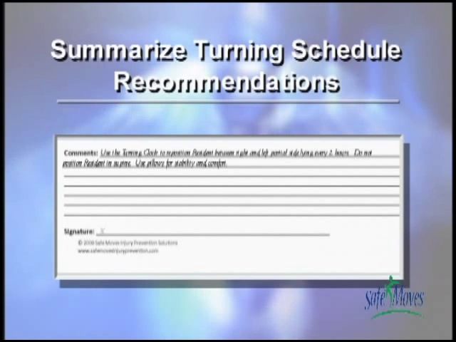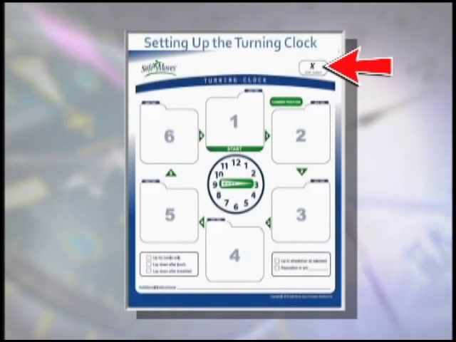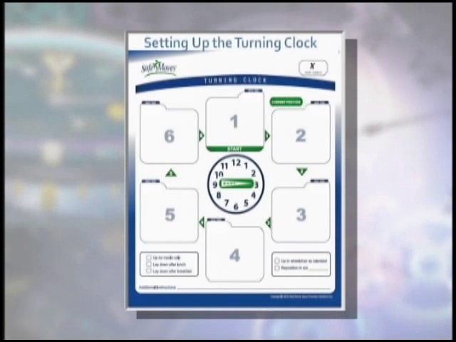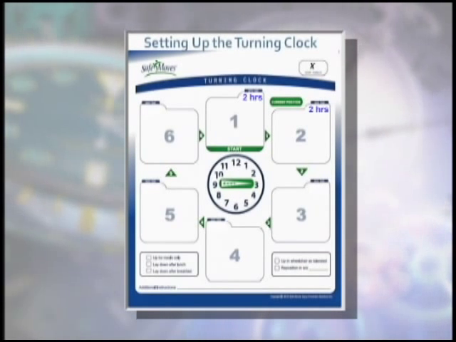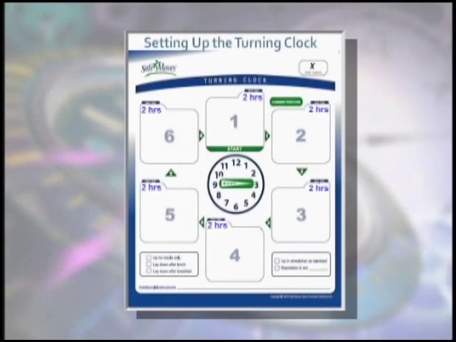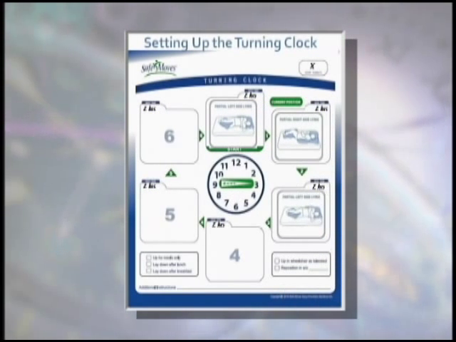Now that you have completed the summary, you are ready to use the results to set up the turning clock. Now it's time to set up the board using the results of your assessment. First, add the client's room number at the upper right-hand corner of the board. Next, add the maximum time for each position in the Max Time tabs. Then, place the positioning logos around the clock.